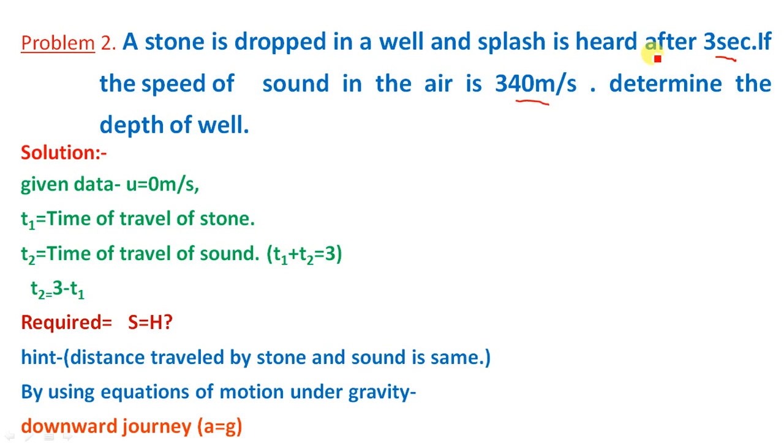So can we say that time of descent plus time of ascent is equal to 3 seconds. Let's say that T1 is the time of travel of the stone up to the water in a well. T2 is the time of travel of sound from the water towards the observer. So can we say that T1 plus T2 is equal to 3? Yes, we can say like that. So can we write T2 is equal to 3 minus T1?